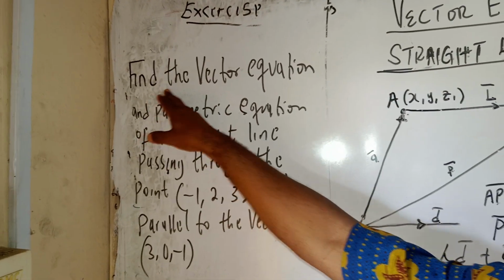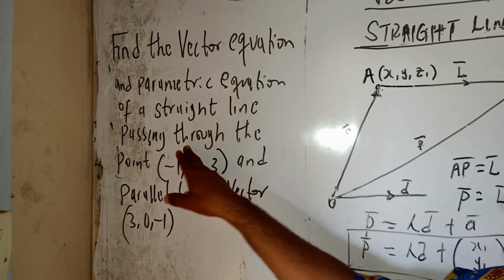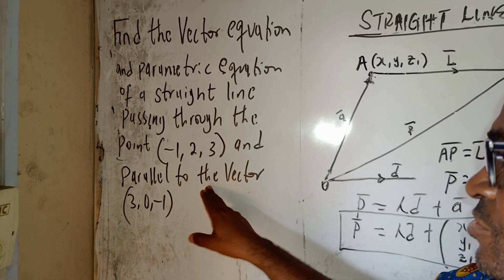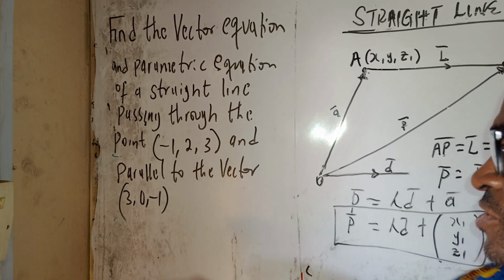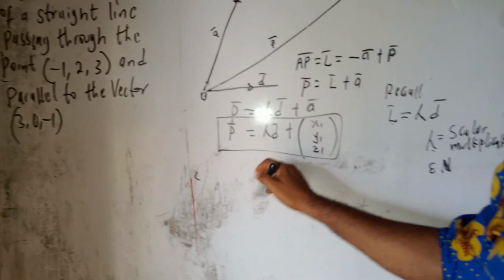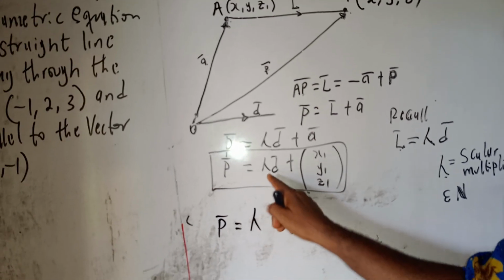The question says, find the vector equation and parametric equation of a straight line passing through the points (-1, 2, 3) and parallel to the vector (3, 0, -1). So, according to this question, I'm going to use this formula. The vector r is equal to this scalar that I have here.